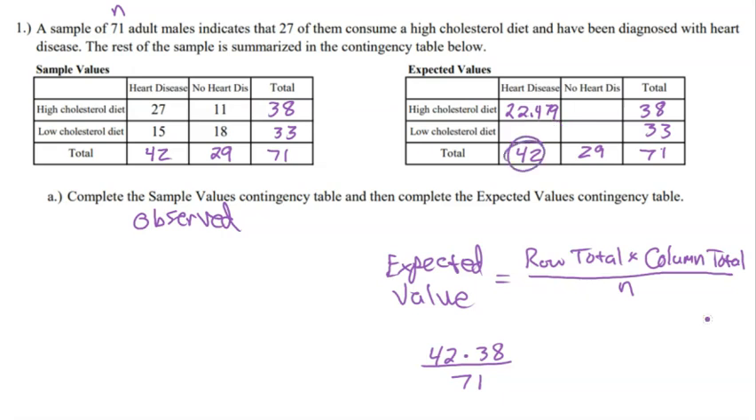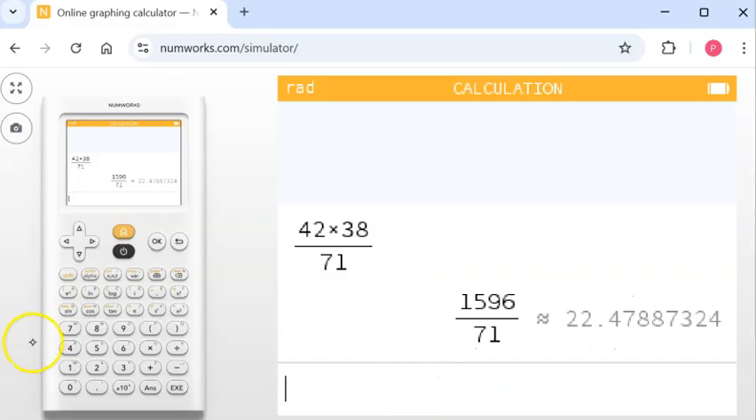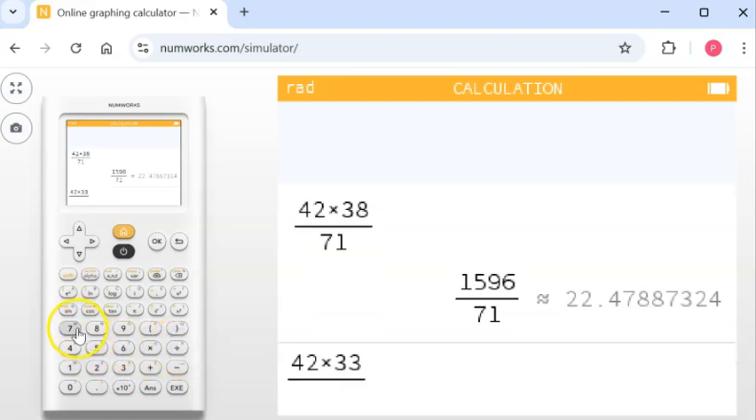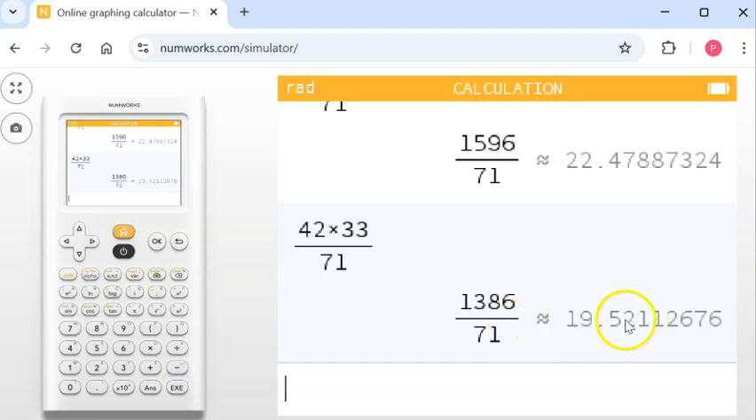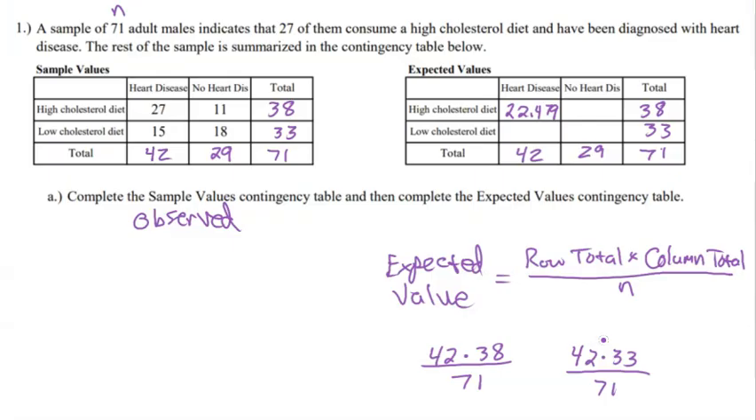Now to get this number, we can get it in two ways. We can either do the column total, 42, times the row total, 33, divided by 71. The other way we could do it is simply subtract 22.479 from 42, but I want to do it the calculation way. So 42 times 33 divided by the sample size, which is 71, and that's going to give us 19.521.